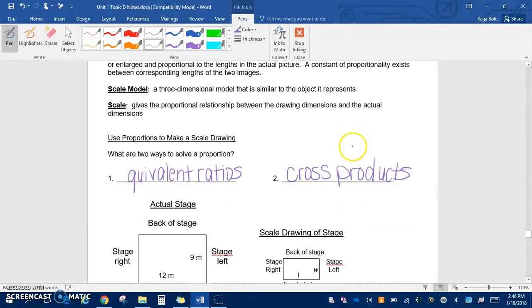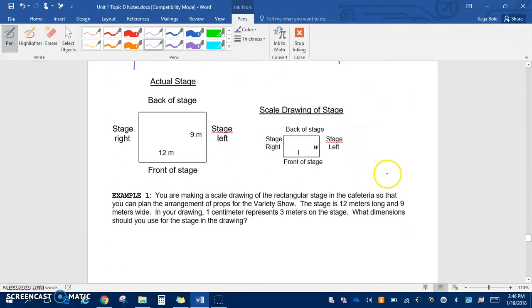So here in example 1, it says that you are making a scale drawing of the rectangular stage in the cafeteria so that you can plan the arrangement of props for the variety show. The stage is 12 meters long and 9 meters wide. In your drawing, 1 centimeter represents 3 meters on the stage. What dimension should you use for the stage in the drawing? Alright, so that part is very important, that 1 centimeter represents 3 meters. That's our scale that they told us.